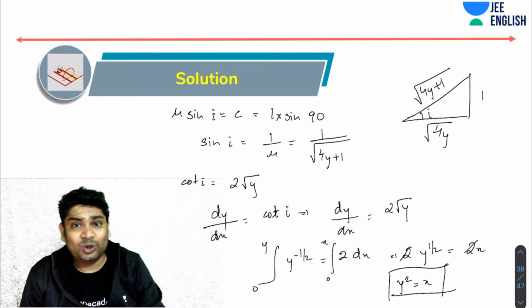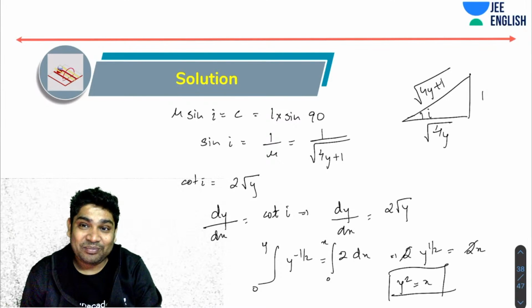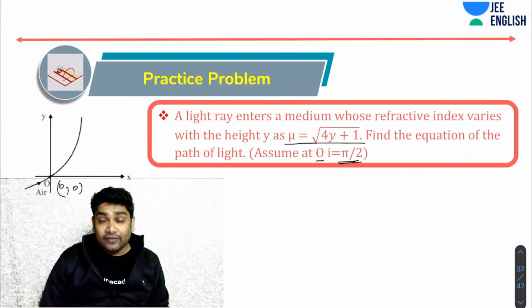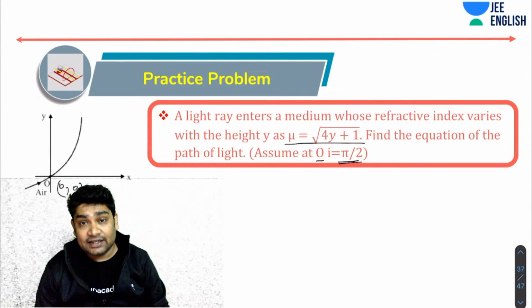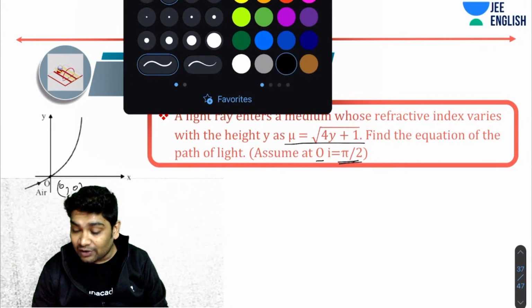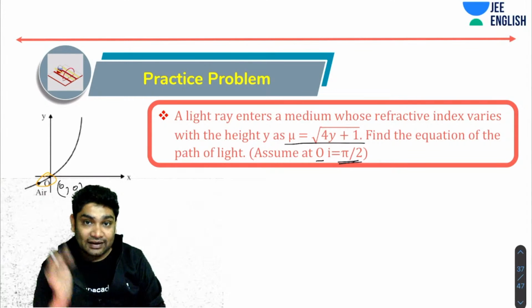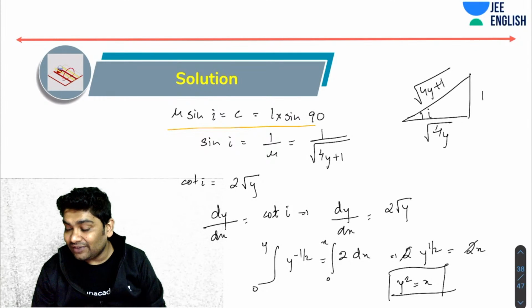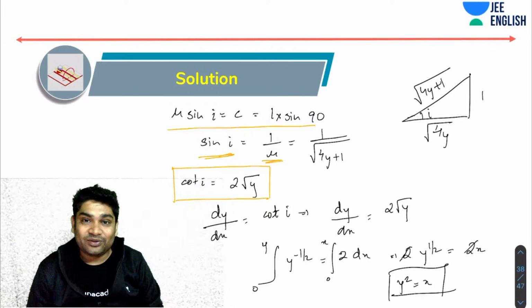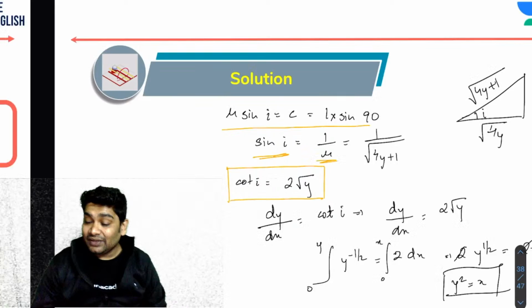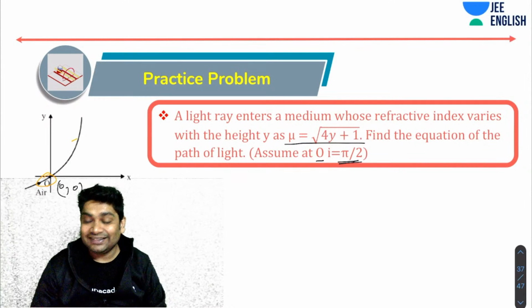Okay, I hope you guys followed this. Let me know if there is any confusion. So this is what we are going to do. We are going to write the fact that mu times sine I is going to be a constant. We will use the initial value, at the point of incidence, at the point where it enters the medium, for finding the value of that constant. Now using that, I got this relation. From here, I found the value of sine I. Once I found the value of sine I, I figured out the value of cot I, and I said that dy by dx is equal to cot I. And then integrating that, I could find the equation of the path followed by this light ray.